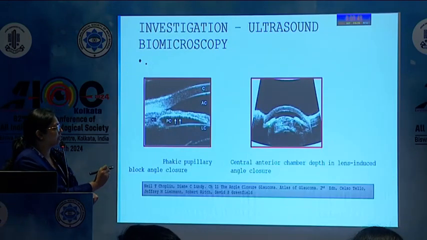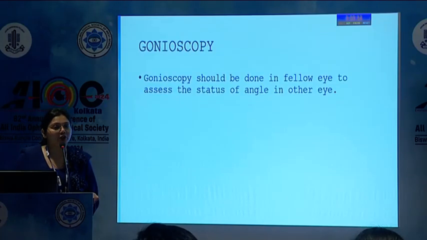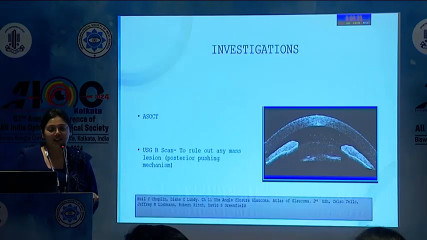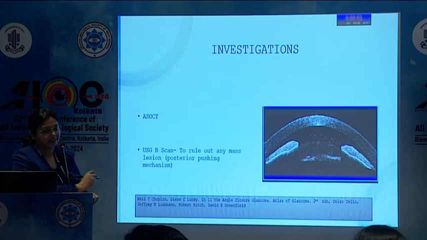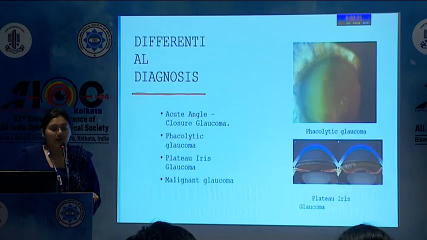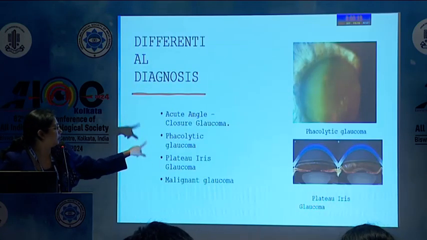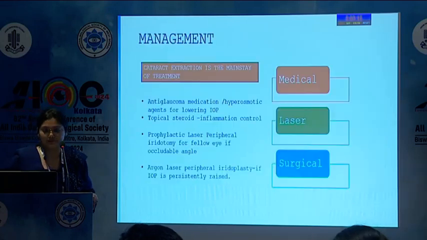Similarly, in UBM, we will see increased lens thickness, shallow AC centrally, and narrow angle. The patient may not allow gonioscopy, but gonioscopy can be done in the fellow eye to assess the status of the angle. In ASOCT, increased lens thickness, reduced AC, and narrow angle. We have to understand the differentials and rule them out.